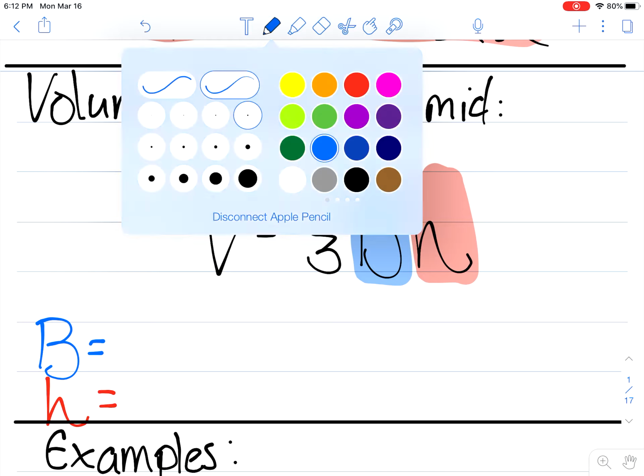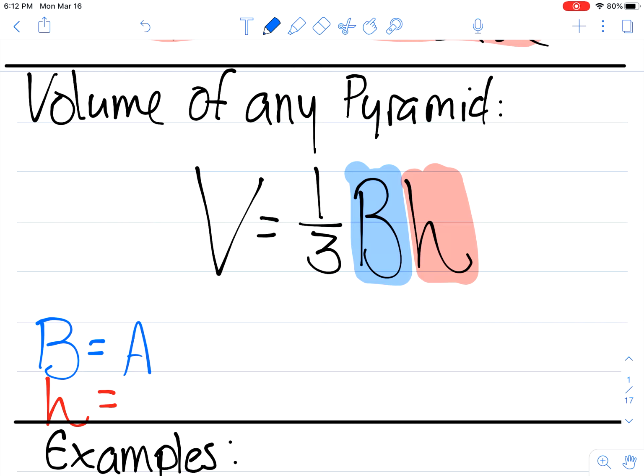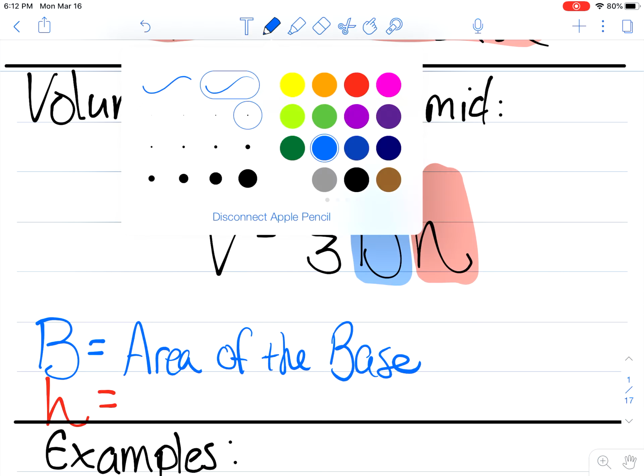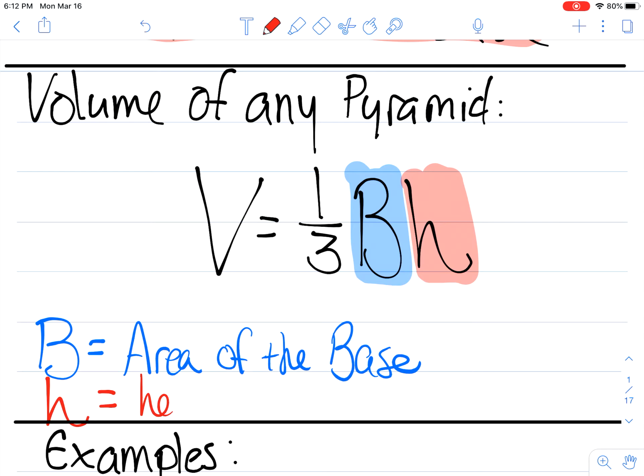Okay, and again, just so we know, B is the area of the base, okay, and H is the height of the pyramid.